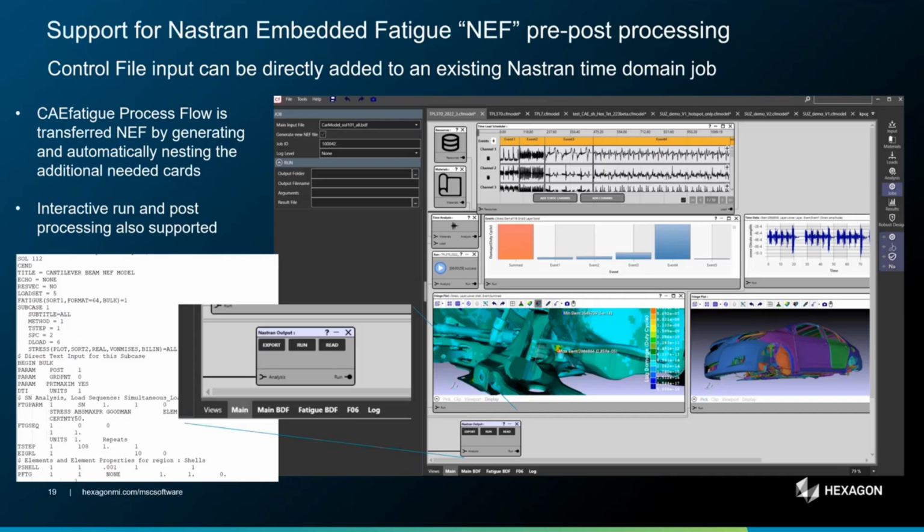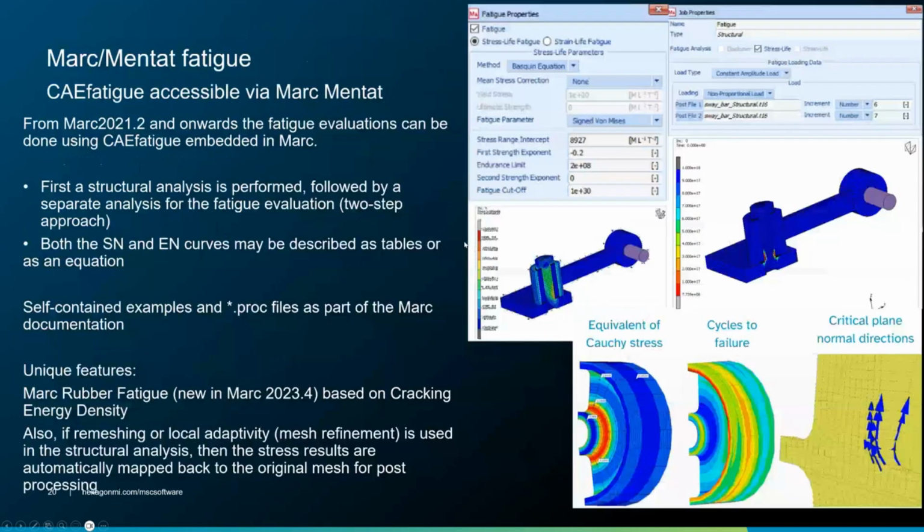And once you have incremented your Nastran job, you can run it and you can read results all within the CAEfatigue interface. This is true for any NEF. It's not yet true for NEVF, which is the equivalent in the frequency domain. Well, but we're working on that. In any case, it's partially supported right now.